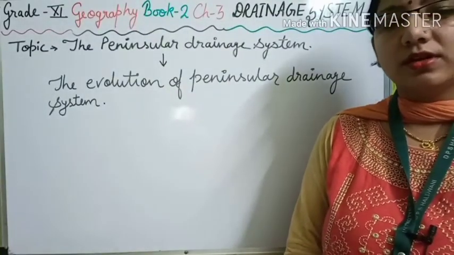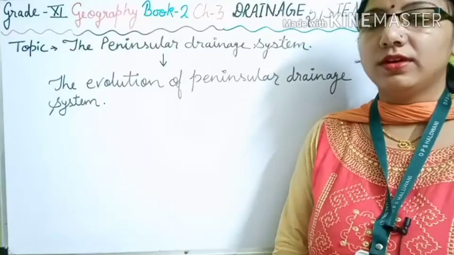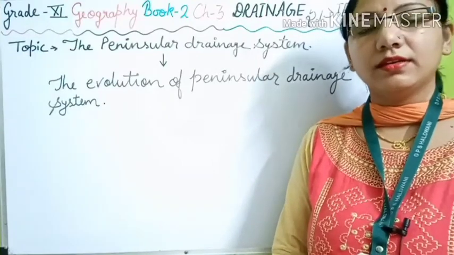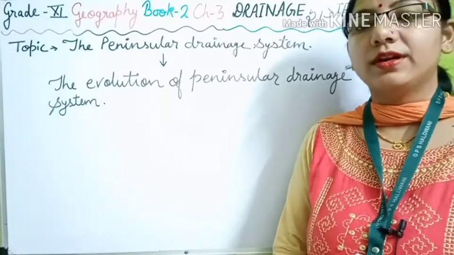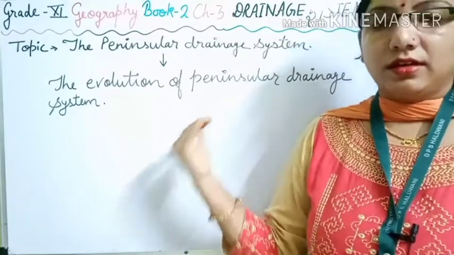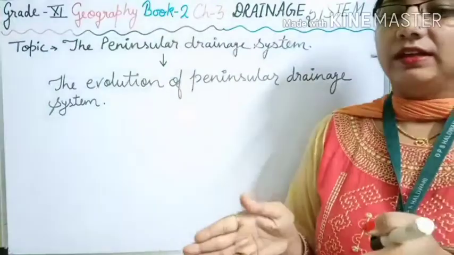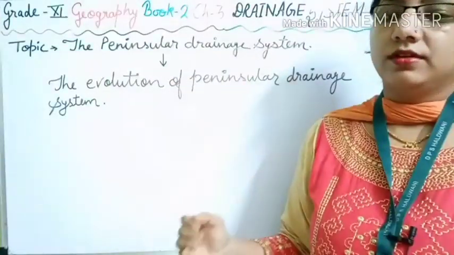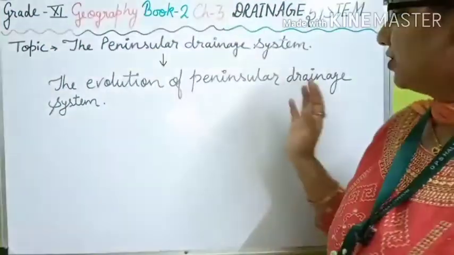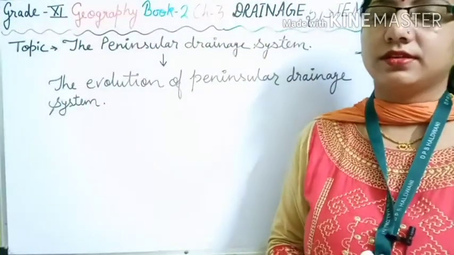Students, the peninsular drainage system is older than the Himalayan one. This is evident from the broad, largely graded, shallow valleys and the maturity of the rivers. So, what is the evolution of the peninsular drainage system?